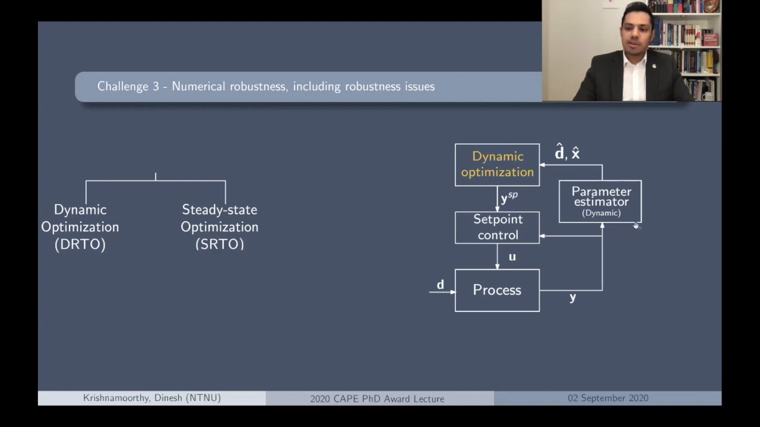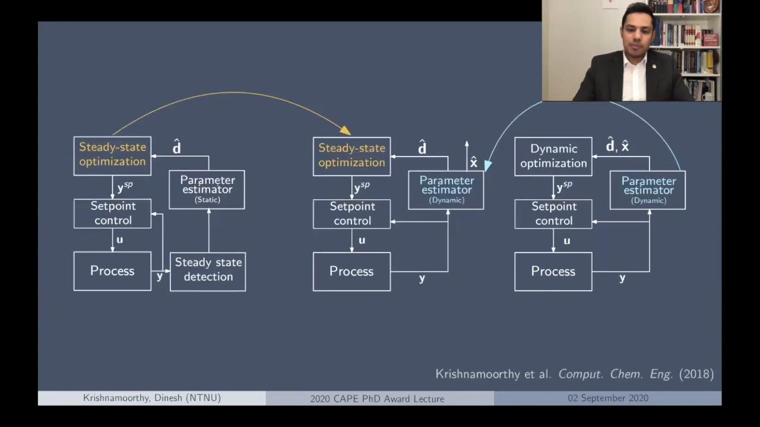And since we can use a dynamic model, we can use the transient measurements to update the model parameters and solve a dynamic optimization problem to solve for the optimal set point trajectory. However, solving a dynamic optimization problem can be computationally intensive. So in order to address the issue, we proposed a hybrid RTO approach where we use the dynamic models to update the model parameters using transient measurements.